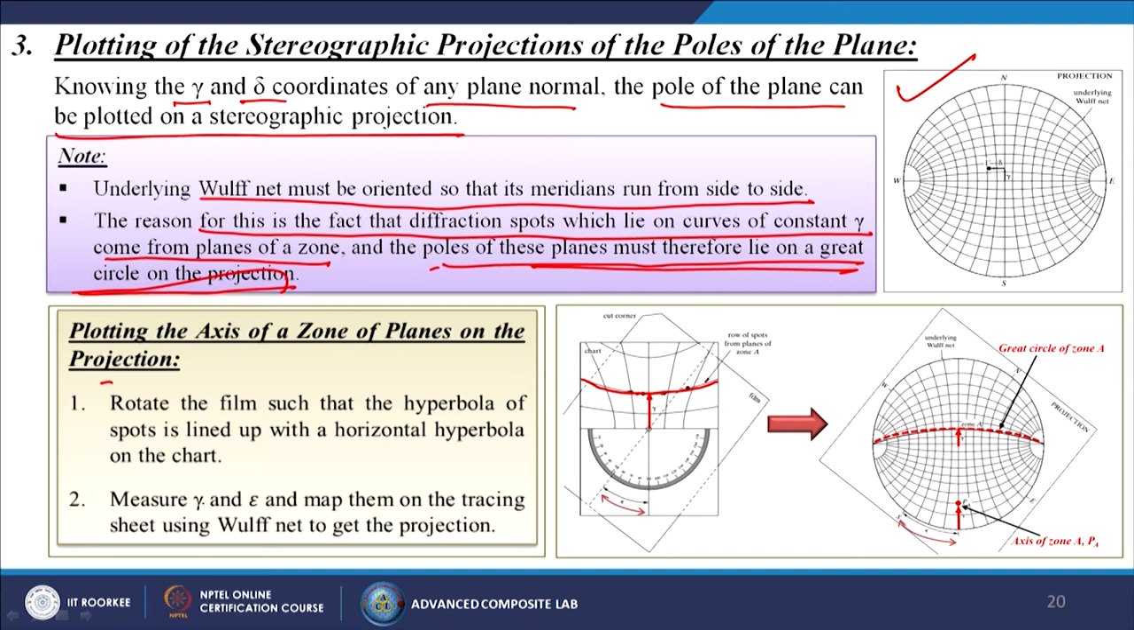Now, measure gamma and epsilon. Epsilon is at what degree I am rotating that film. Then plot them on the tracing sheet using the Wulff net to get the projections over there. So, simply we will get that all the points are lying on the great circles. So, this is the axis of zone A, which is known as PA, and this is the angle of rotation.